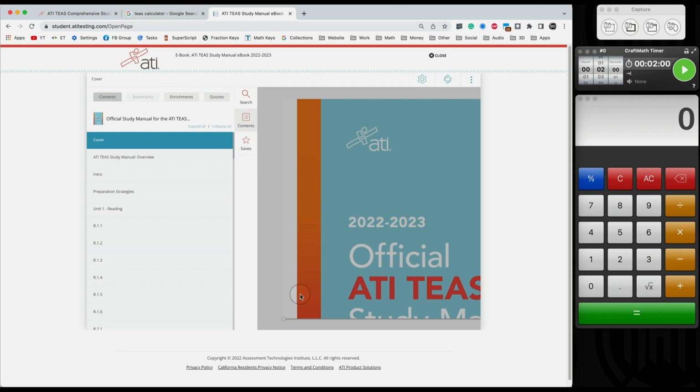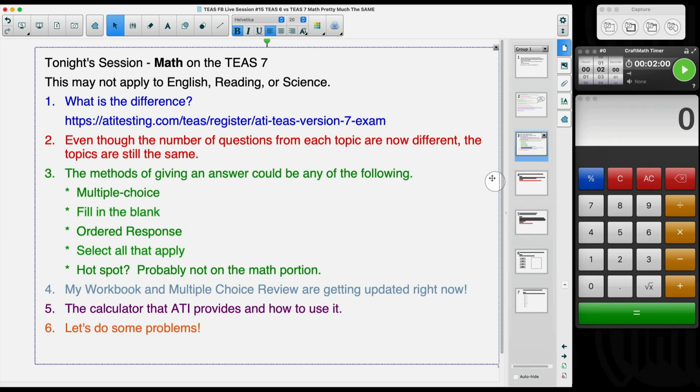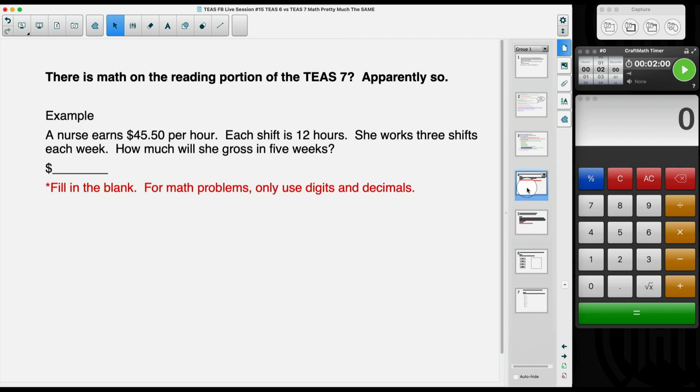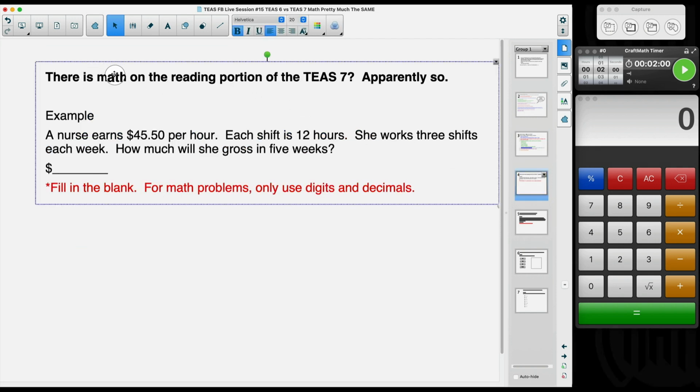Now, the reading portion. I don't teach reading, but let me go ahead and put this first problem up here. I was looking at the reading practice exam briefly, and doggone it, there is math on the reading portion of the TEAS. In this new package that they are selling, and maybe it was in the past, there is actually a math problem that pops up in like a reading passage.